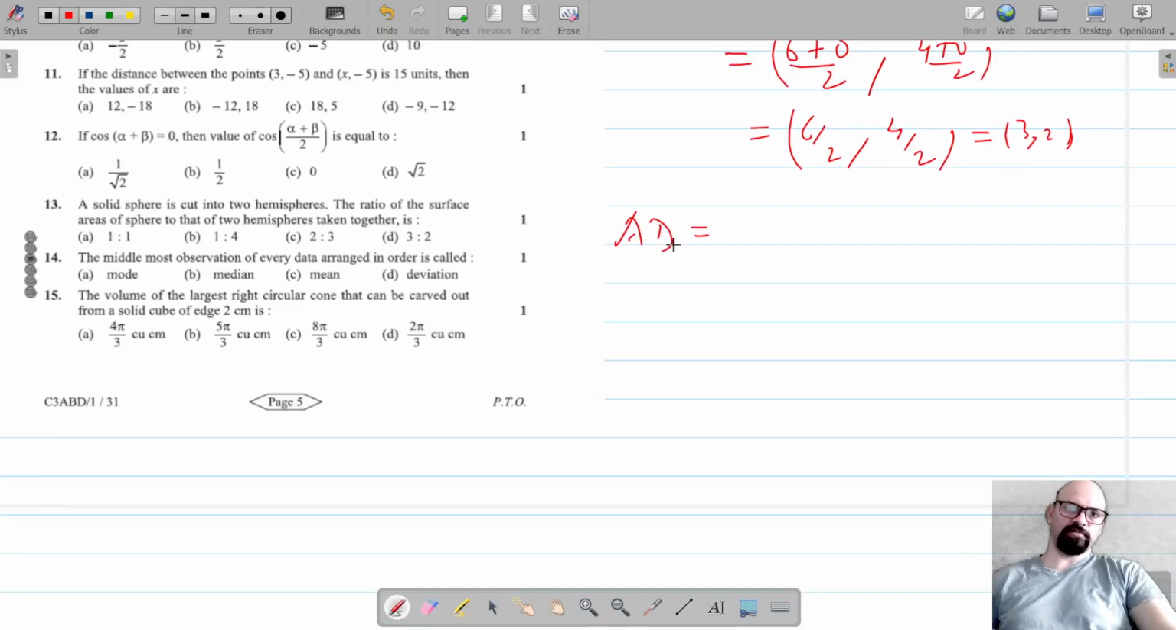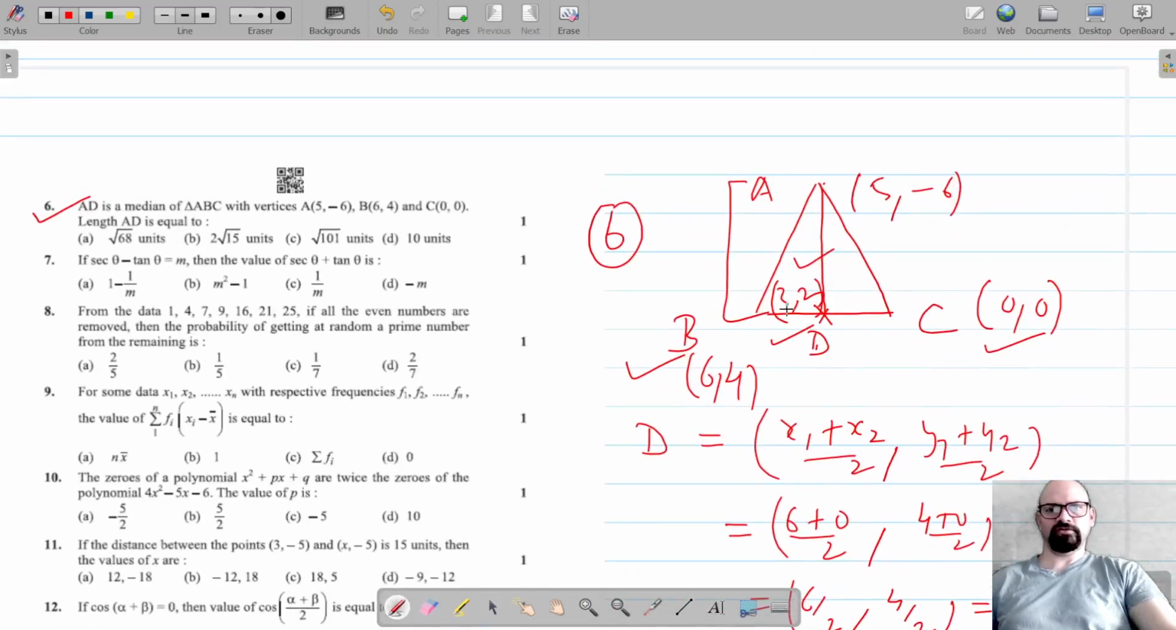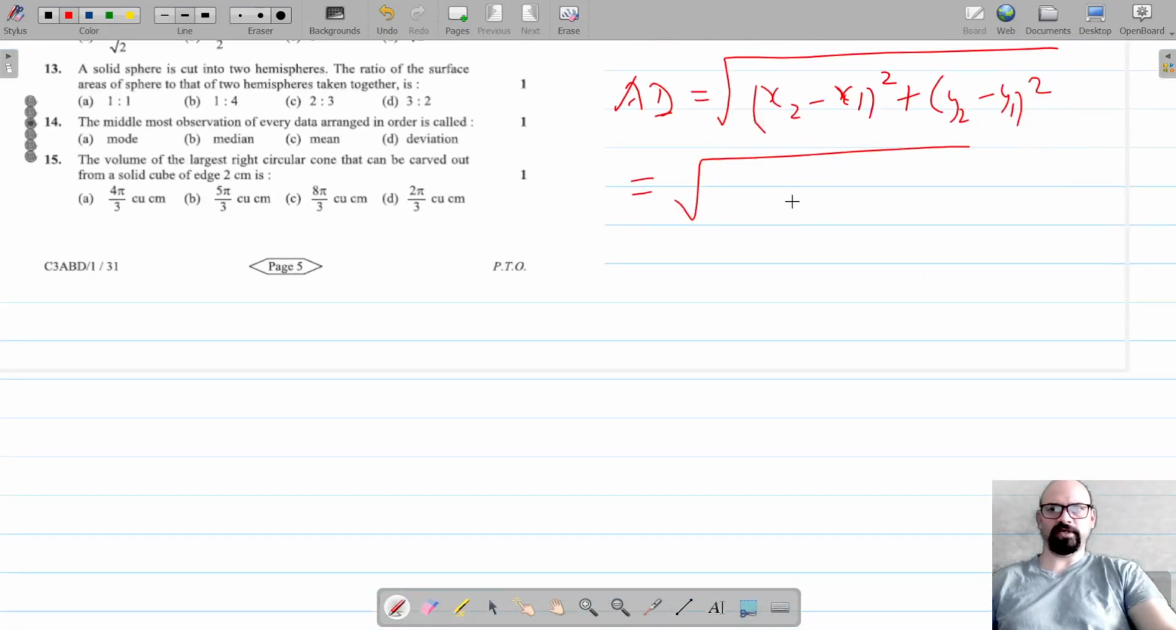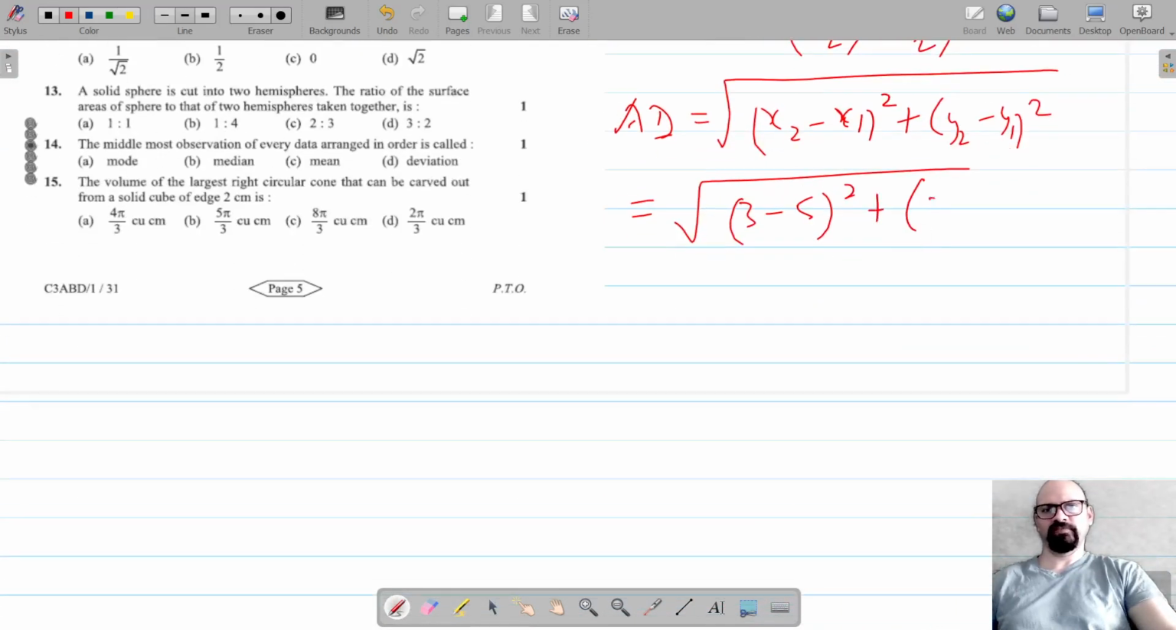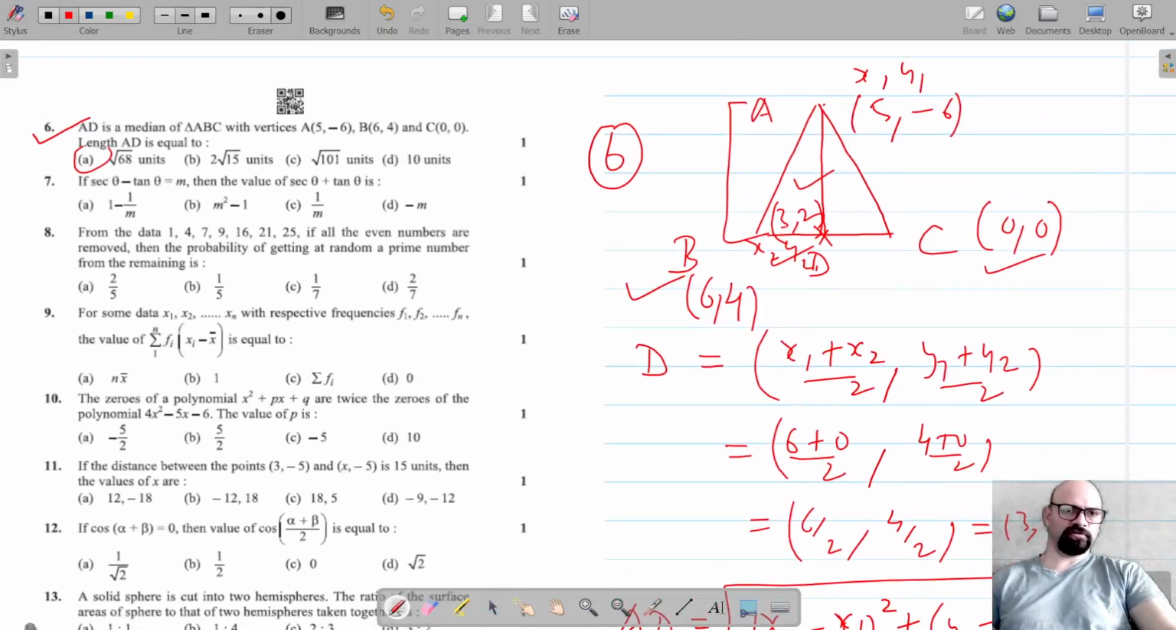Now we have to find the length AD, which we can easily find by using the distance formula. So the distance formula is the square root of (x2 minus x1) the whole squared plus (y2 minus y1) the whole squared. These are x1, y1 and x2, y2 that I'm going to take. So this is 3 minus 5 the whole squared plus 2 minus of minus 6 the whole squared. This is negative 2 the whole squared, and 2 minus of minus 6 is 8. So 8 squared under root, which is 4 plus 64, this is equal to the square root of 68 units. So root 68 units is the correct answer, which is the first one.